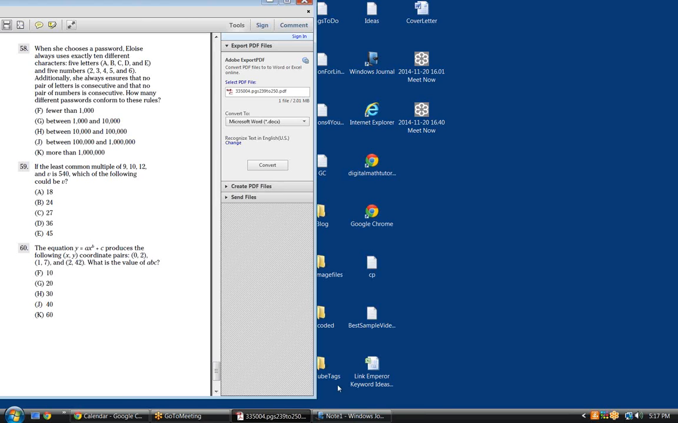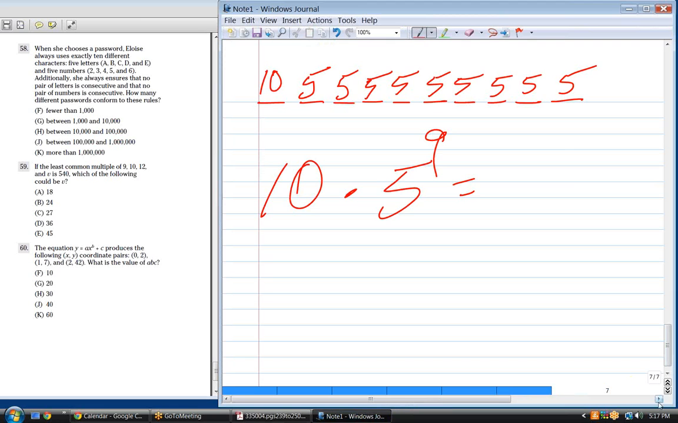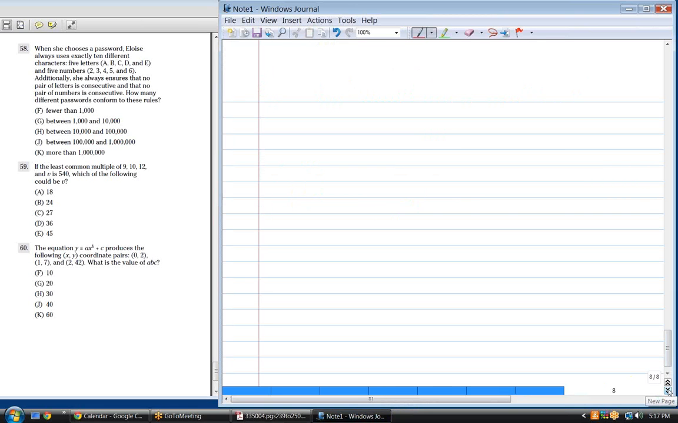Okay, how about 59? So, if the least common multiple of 9, 10, 12, and V is 540, which of the following can be V?